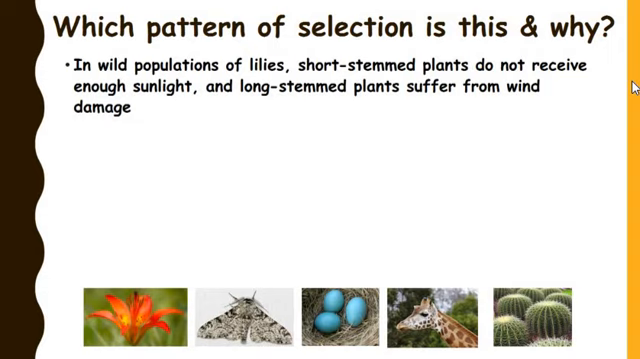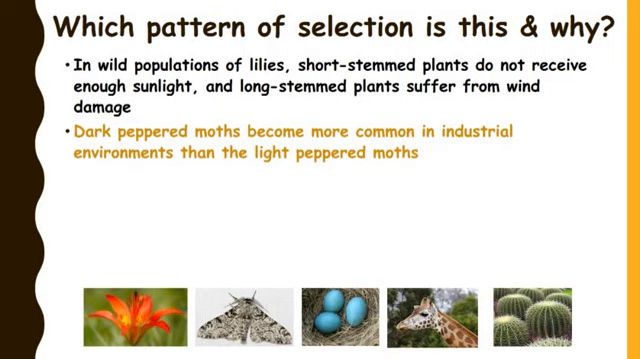And this is stabilizing selection, because we're selecting against the extremes. The short and long-stemmed plants would not survive and reproduce. The medium ones would. This one, dark-peppered moths become more common in industrial environments than these light pepper moths. Okay, this is an example of directional selection because one extreme is favored over the other.